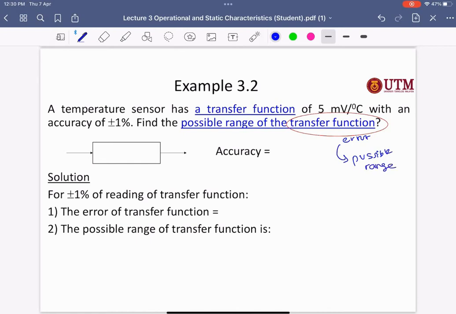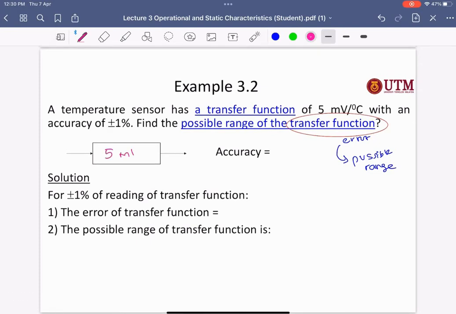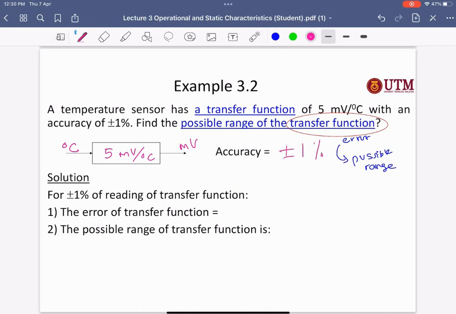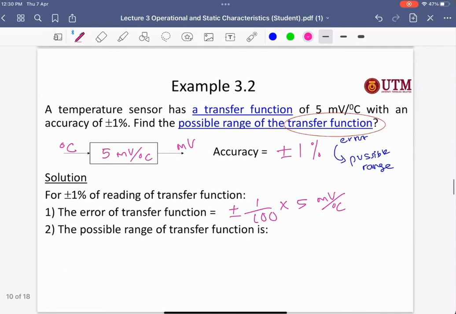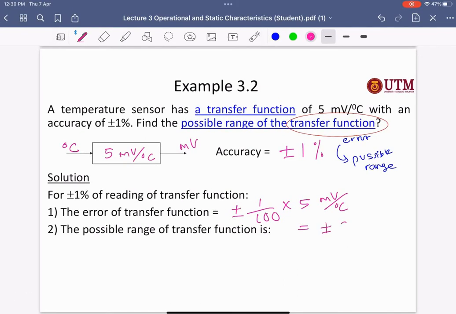So like this one, the temperature gives you 5 millivolt. The sensitivity or the transfer function means the input is degree, the output is millivolt. Then the accuracy gives you 1%. So we can find the error of this transfer function. 1 over 100 times 5, the unit in millivolt per degree. Now you will get the answer, plus minus 0.005 millivolt per degree.